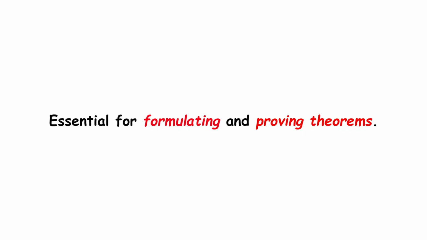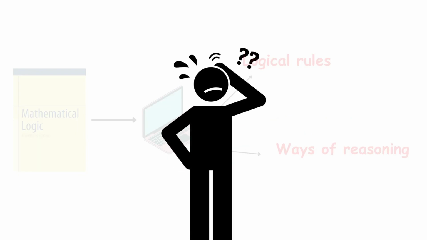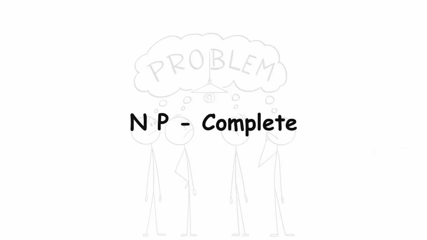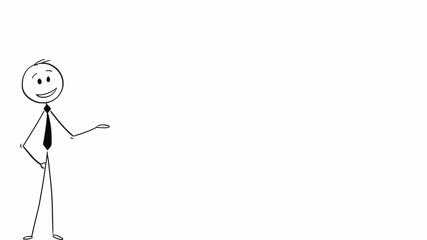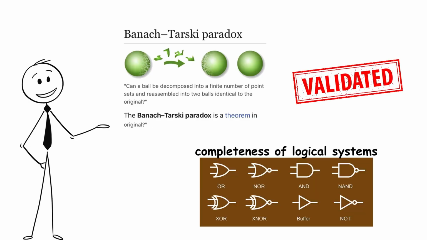This field ranges from systems that define logical rules and ways of reasoning to the study of how to decide whether a problem has a solution, and the most difficult problems to verify, known as NP-complete, passing through truth theories such as Tarski's and the analysis of the validity and completeness of logical systems.